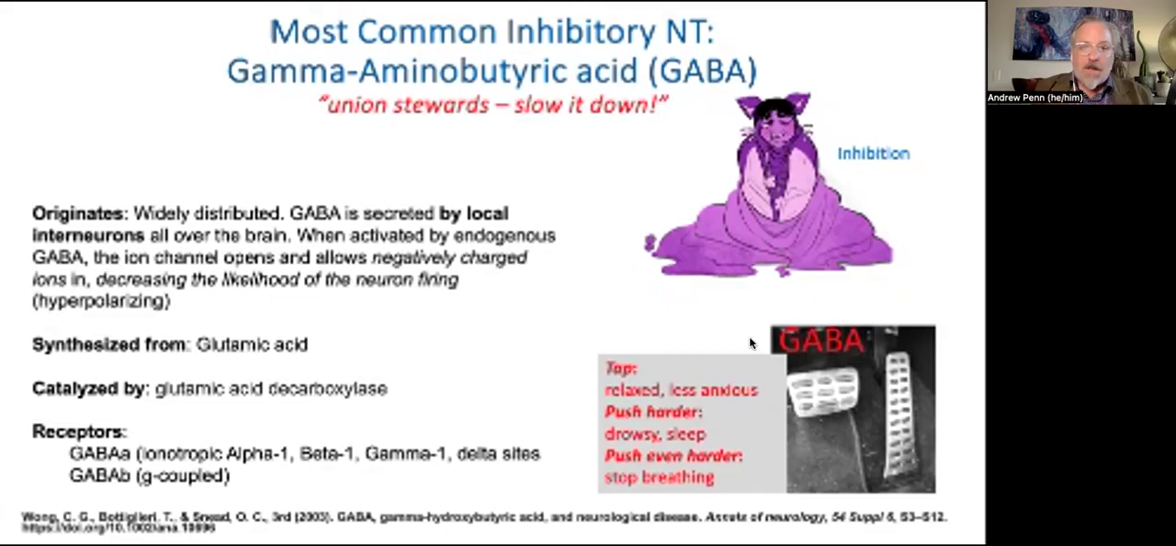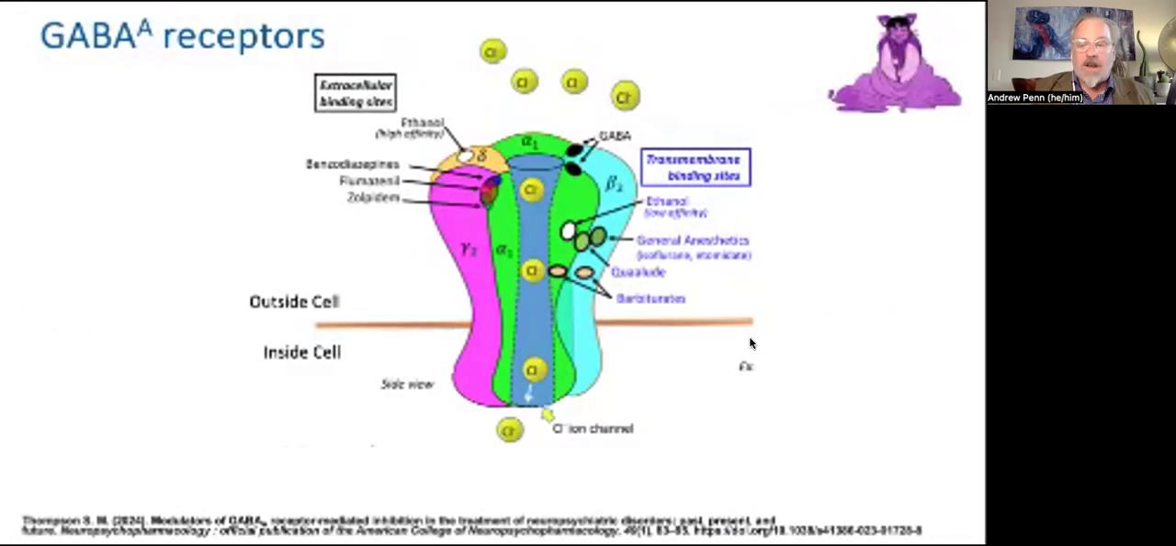So GABA, the neurotransmitter, when it activates these ionotropic GABA receptors, it's going to allow that ion channel to open. Those chloride ions are going to flow in, and it's going to make it less likely for that neuron to fire. So we can think of that as kind of the brake pedal of the brain. And of course, with the brake pedal, we can tap it very gently, slow things down a little bit, and that might be like the first drink you have at a cocktail party.